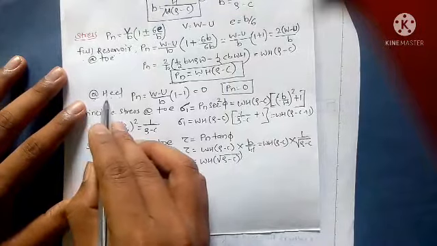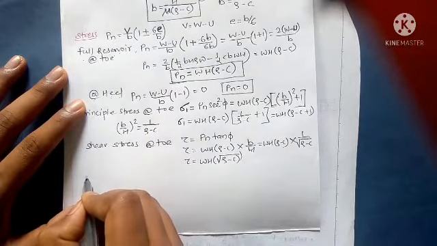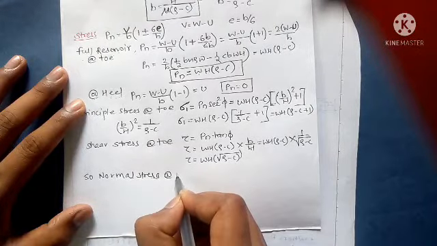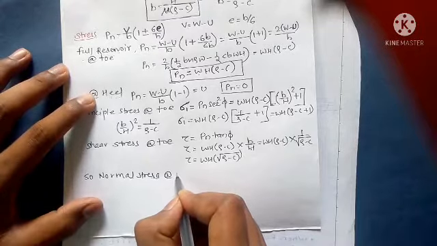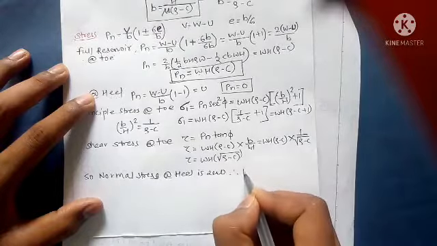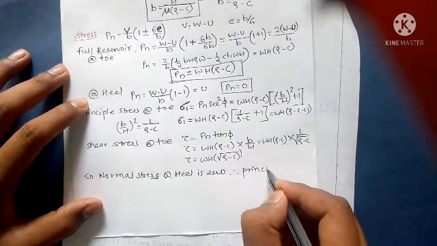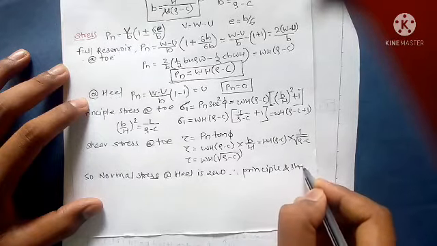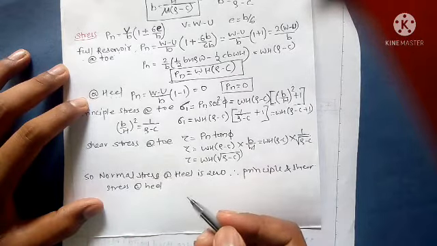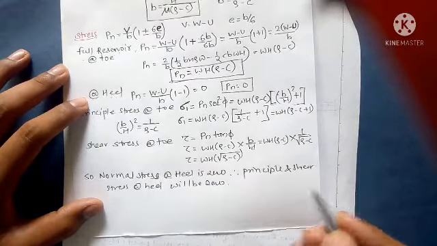So the normal stress at the heel is 0. Therefore the principal and the shear stress at the heel will be 0.